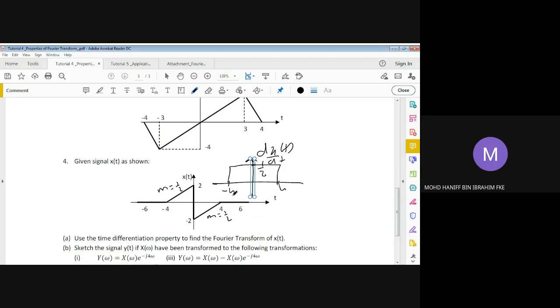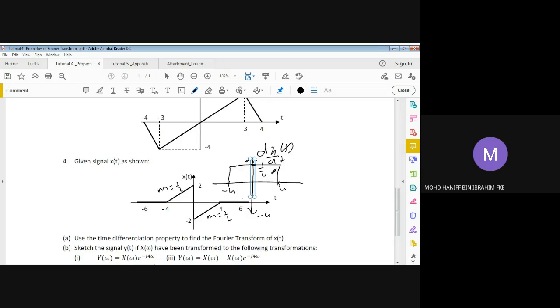So from 0 to 4, also a constant of half. But you have to be very careful that from 2 to negative 2, there's a step change. When you differentiate at 0, you are going to have an impulse at 0 with an amplitude of -4. So at 0, when you differentiate x(t), there should be an impulse with amplitude equal to -4. The rest should be okay.